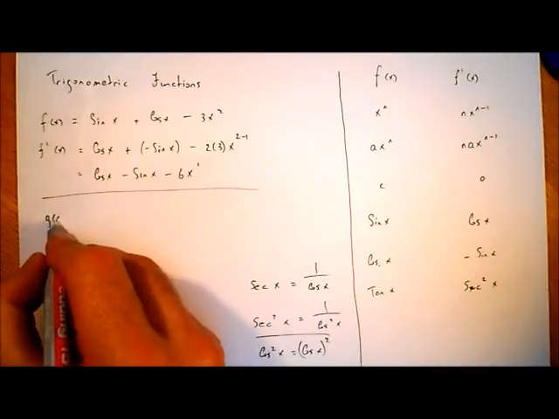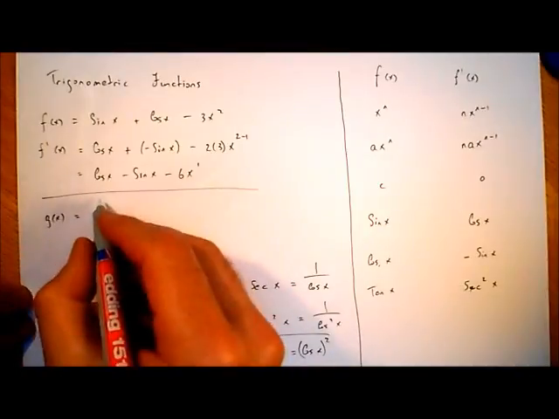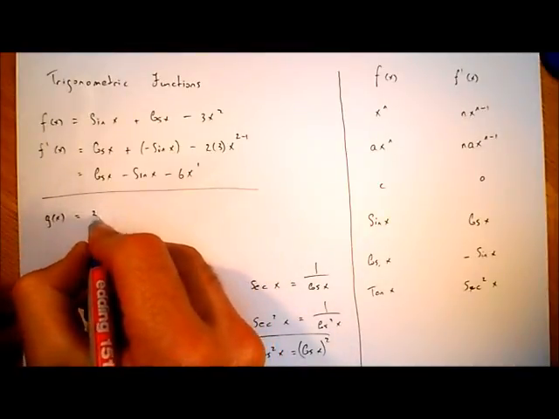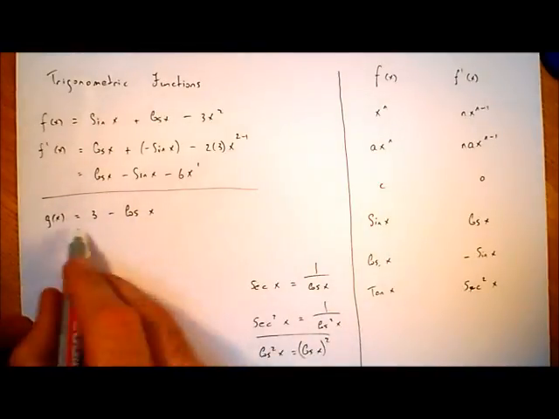Let's say g of x is the function, let's say 3 minus cos x. Okay, so we have to differentiate this.